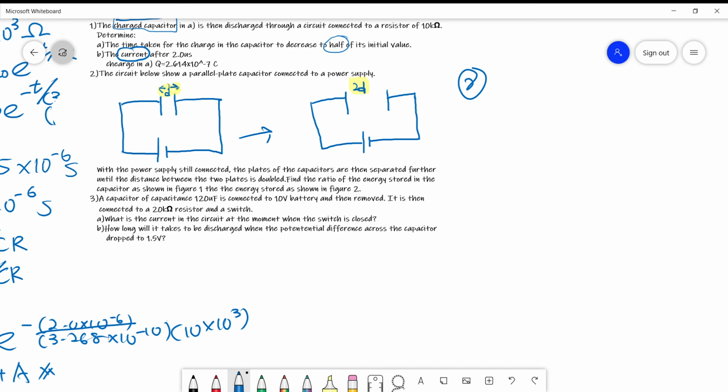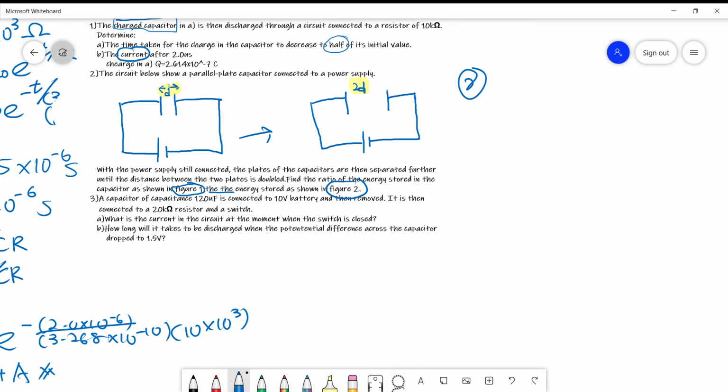Alright, so the power supply is still connected, which means that the capacitor is actually in the condition of charging. The plates of the capacitor are then separated further until the distance between the two plates is doubled. So find the ratio of the energy stored in the capacitor as shown in figure 1 to the energy stored as shown in figure 2.